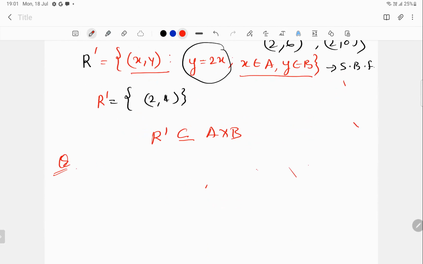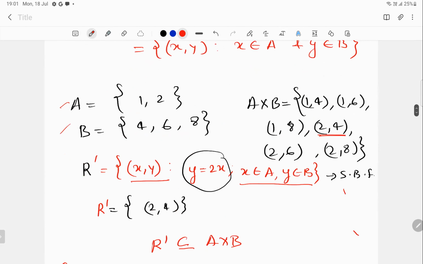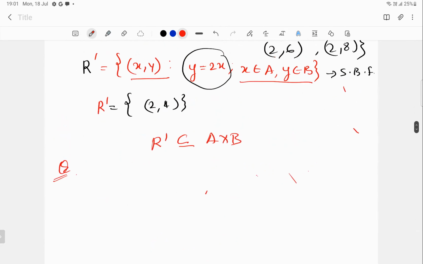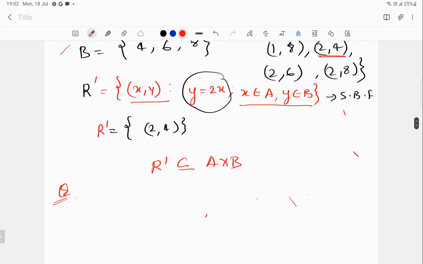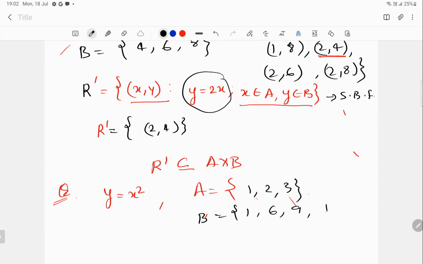Now what I'm saying is that you are given that same set A and B. Now I'm defining a relation: y is equal to x square. I'm just defining a relation. That's it. Now write the relation in set builder form. You are given A: 1, 2, 3. B is 1, 6, 9, 4, 12, 16. Okay, it will be too much, so I'll just delete some of it. And show that your relation is a subset of the Cartesian product of A and B.